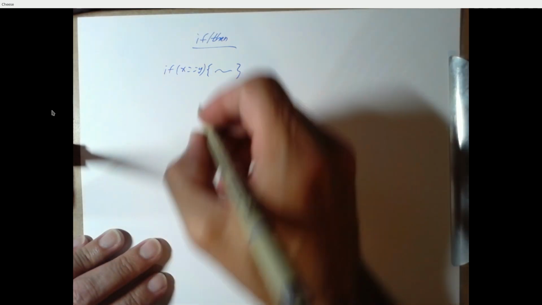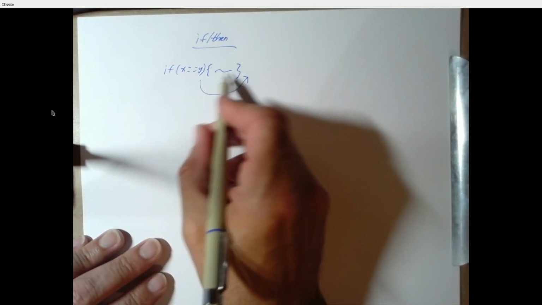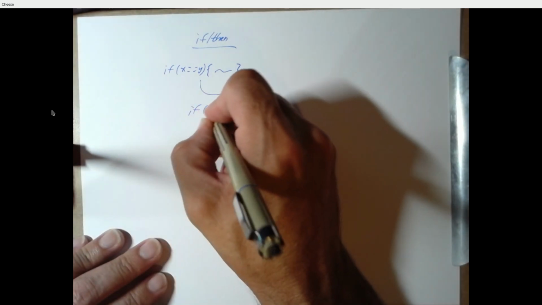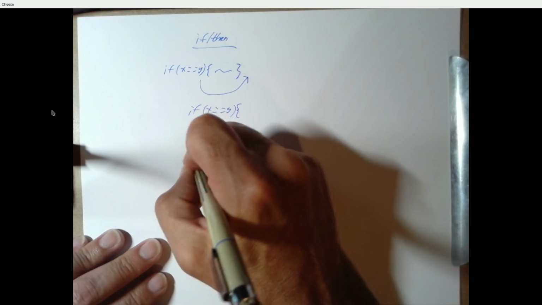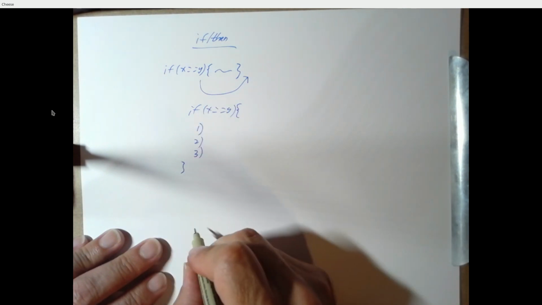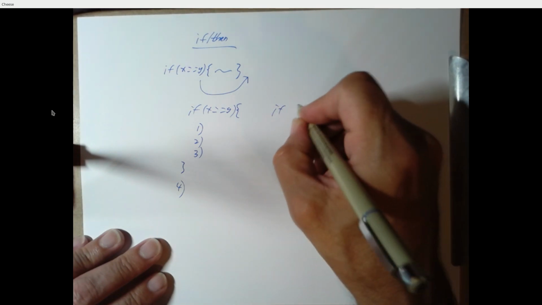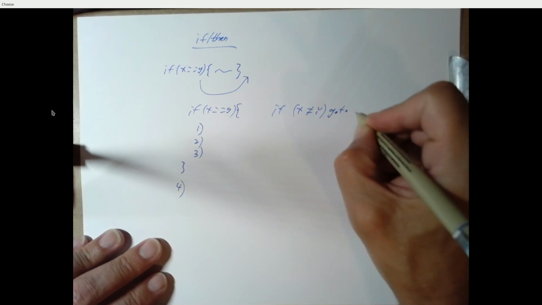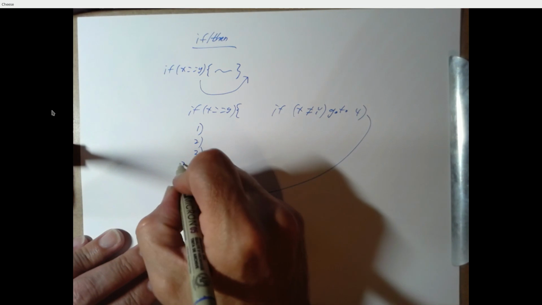And so to code this, we might say if x is not equal to y, let's do a goto and skip over all these things that we want to do if x is equal to y. So we could say if x equals y, do instructions 1, instructions 2, instructions 3, and so on. And then down here is instruction 4. So we might say if x is not equal to y, go to whatever label we had for instruction 4.